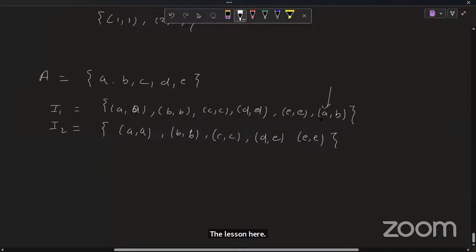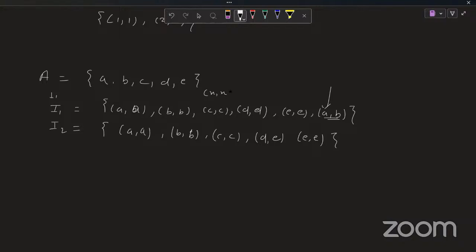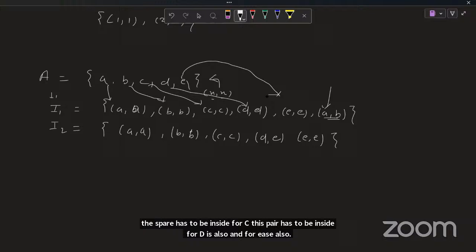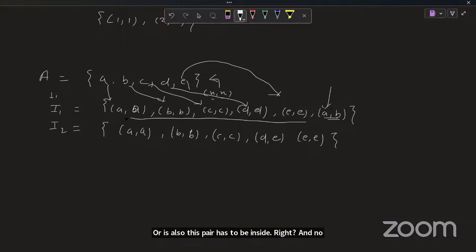Why is it not an identity relation? Because here it contains A and B. But if something is in an identity relation, it will be of the form (x,x) only. First and second entry have to be the same, and it has to be so for each and every element. It means that for A, the pair (A,A) has to be inside. For B, this pair has to be inside. For C, for D, and for E also, this pair has to be inside. And no other pair will be inside apart from these pairs. Understood?